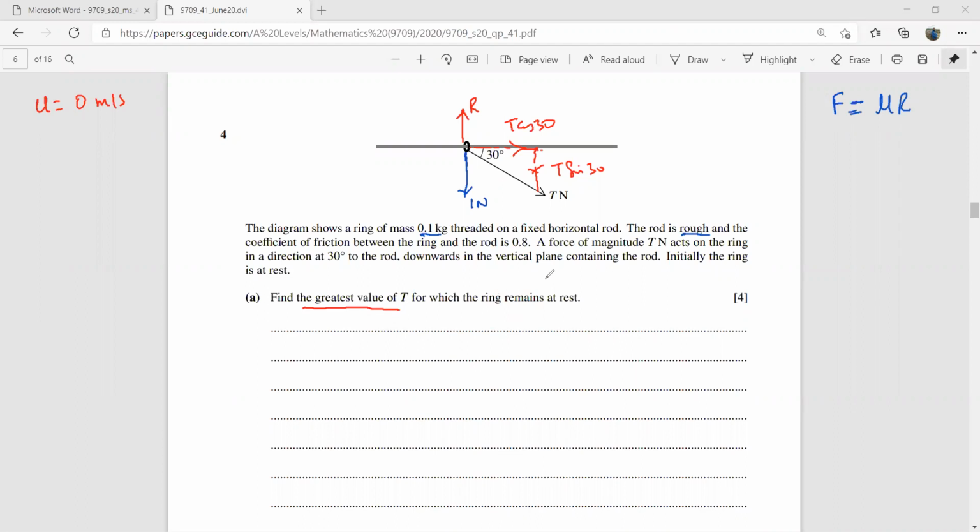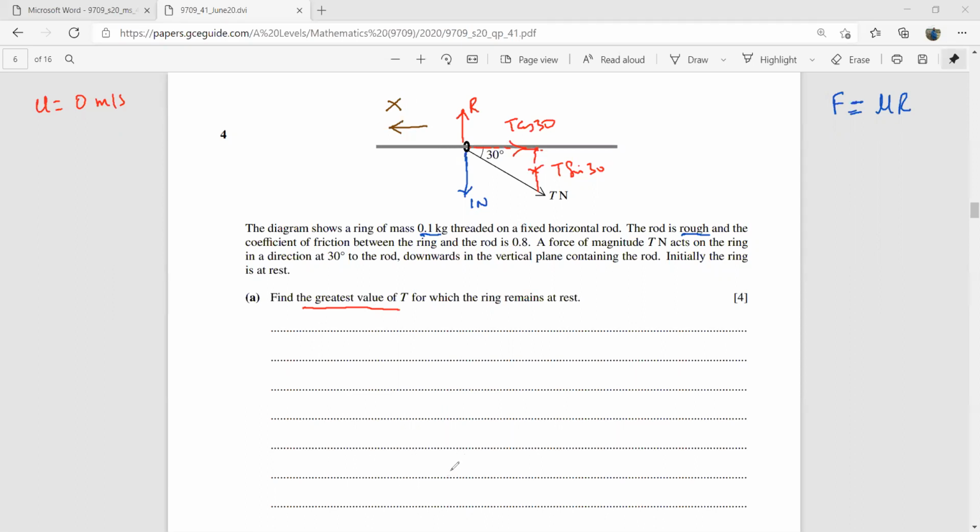So that means this is your forward force here, that is T cos 30, and you will have the frictional force in this direction over here. That is your X. Let me call that X. So we have to keep that. This is the greatest value of T for which the ring remains at rest. So that means this X has to be more than this T cos 30. So let's determine this R now, first of all. So, guys, what is your R right now?